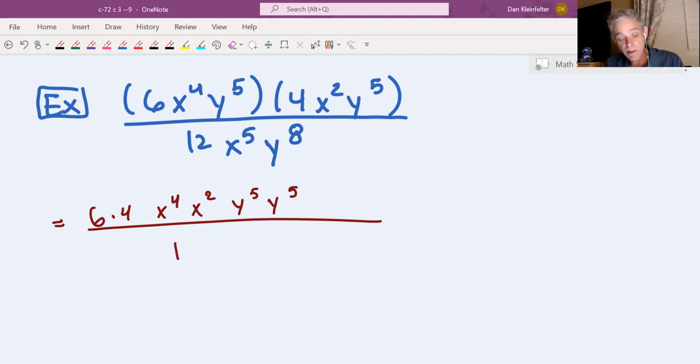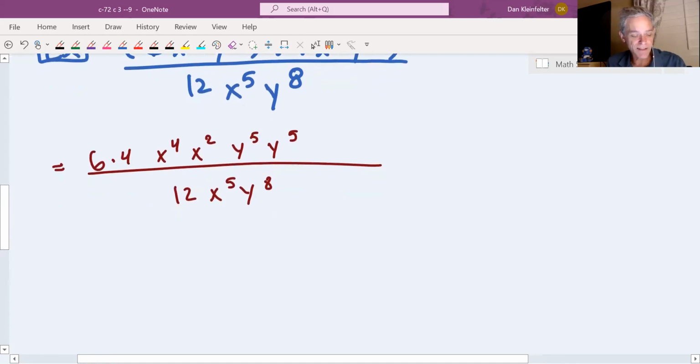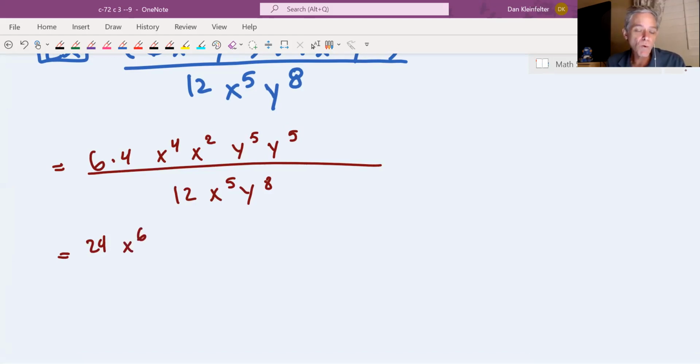Okay, down below, nothing happens yet. Okay, so now that's good. I got rid of the parentheses and I put the x stuff together and the y stuff together. Okay, continuing to clean up the top. 6 times 4 is 24. X to the 4th power times x squared will be x to the 6th power. Y to the 5th power times y to the 5th power, we're going to add exponents, get y to the 10th power.